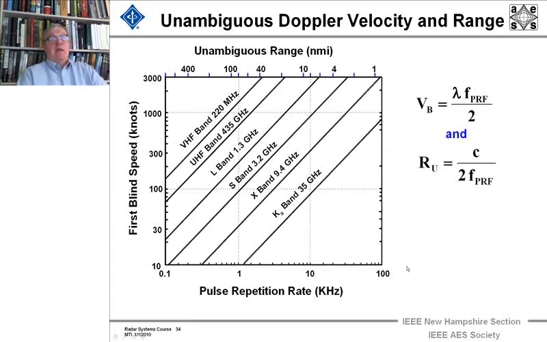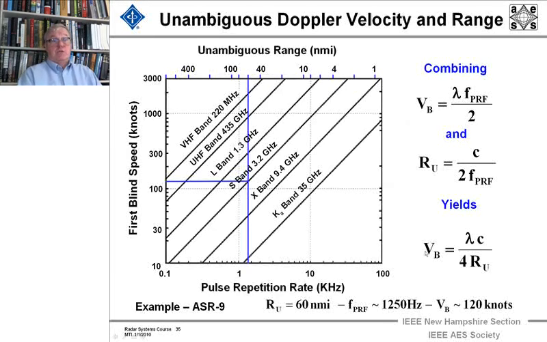And when we combine these two, solving one of the equations for the PRF and plugging it into the other, what that yields is that the blind speed goes as 1 over the unambiguous range, and it's a function of the wavelength and the speed of light, linearly, divided by 4. And as in the example I showed you, we've got a blind speed of 120 knots in an ASR-9 with an unambiguous range of 60 nautical miles, and that's shown right here.